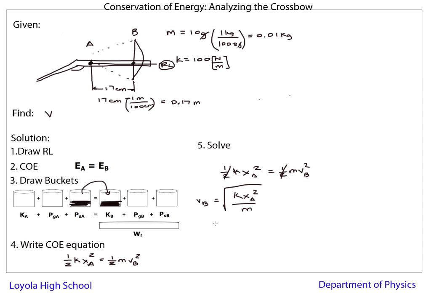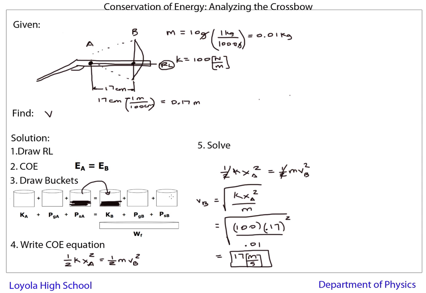Plugging in the numbers, I get, let's see here, 100, that's k. The x_A is the 0.17, quantity squared, divided by the mass. Remember, it's in kilograms because I converted to kilograms, square root. And if you plug those numbers in and calculate the velocity, I get 17 meters per second, which is pretty close to what we got in the lab when we used the kinematics model.